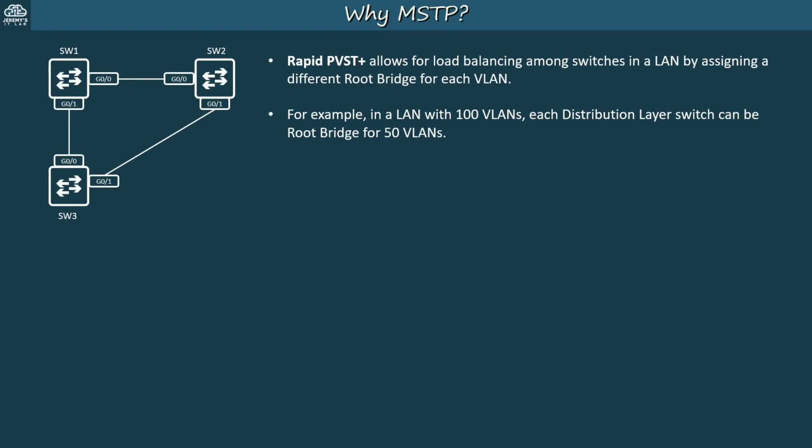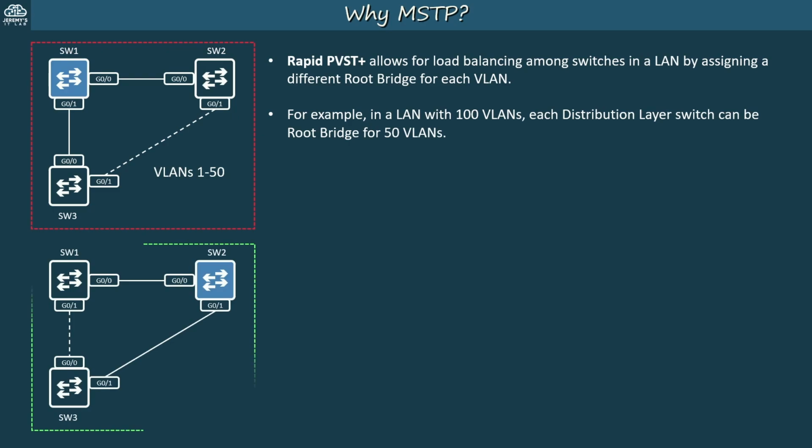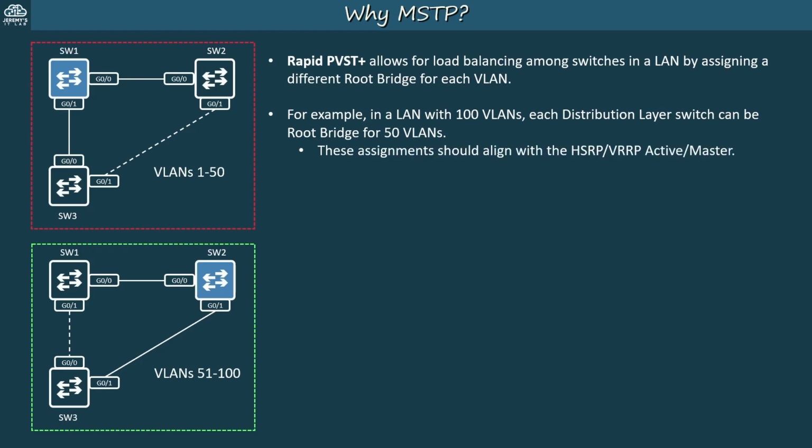So if this LAN uses VLANs 1 to 100, we could assign switch 1 as the root bridge for VLANs 1 to 50, like this. And switch 2 could be the root bridge for VLANs 51 to 100, the second half of the VLANs. Note that these assignments should align with the HSRP or VRRP, active or master routers.